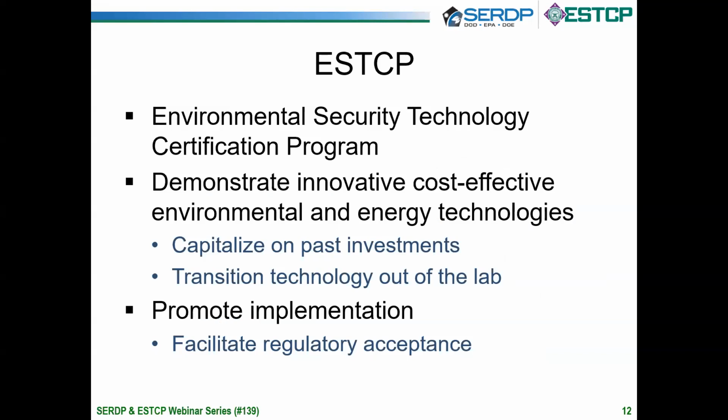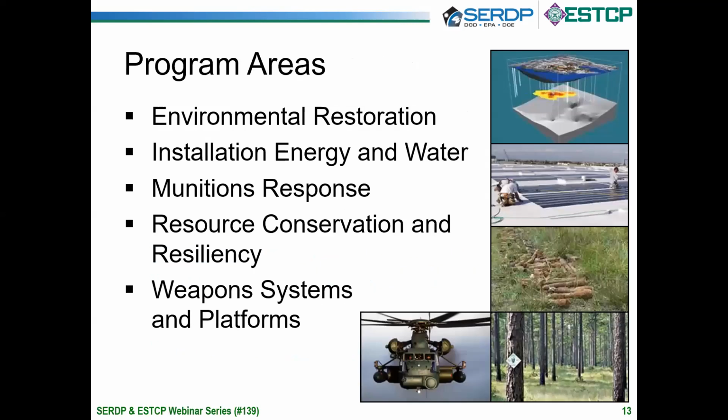SERDP and ESTCP are complementary programs, with much of SERDP research occurring at the lab and pilot scale with occasional field efforts, while ESTCP demonstrations are primarily at the pilot and field scale, although occasionally supporting lab efforts are conducted. There are 4 program areas in SERDP and 5 in ESTCP. Installation energy and water program area is only in ESTCP, while the other 4, environmental restoration, munitions response, resource conservation and resiliency, and weapon systems and platforms, are SERDP and ESTCP programs managed jointly by a designated program manager.